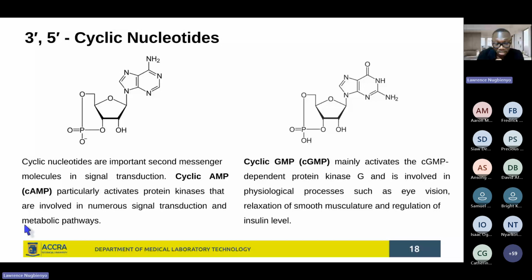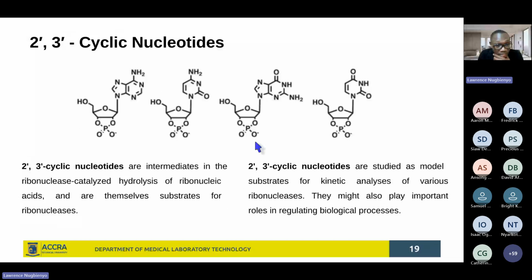So these are not components of nucleic acids. Same way you have the cyclic guanosine monophosphate, which also acts like an activator of some enzymes, some protein kinases responsible for the transfer of phosphate groups from one molecule to the other. These are cyclic nucleotides but they are not in nucleic acids. So if you see them, know that they are nucleotides, all right, and they are not in nucleic acids.